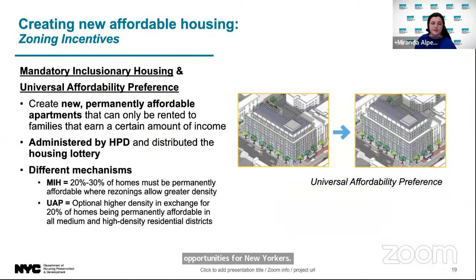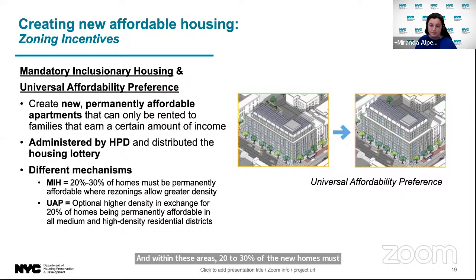We also want to talk about some of the zoning incentives that facilitate the creation of permanently affordable housing, specifically through the mandatory inclusionary housing program and the universal affordability preference. Both of these programs create permanently affordable income-restricted units that are distributed through the affordable housing lottery. But they're a little bit different. MIH, or mandatory inclusionary housing, applies in specific areas that are rezoned to allow a significant increase in residential density. And within these areas, 20 to 30% of the new homes must be permanently affordable.